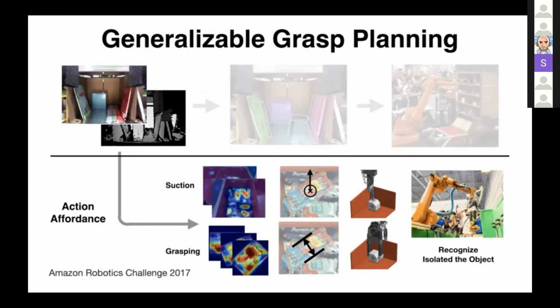So to achieve this goal, the second time we participated in the Amazon Picking Challenge, we completely changed the system to directly predict the action affordance from the camera observation. So for example, the system directly predicts the suction point or grasping position from the RGBD image without the need of object pose estimation.